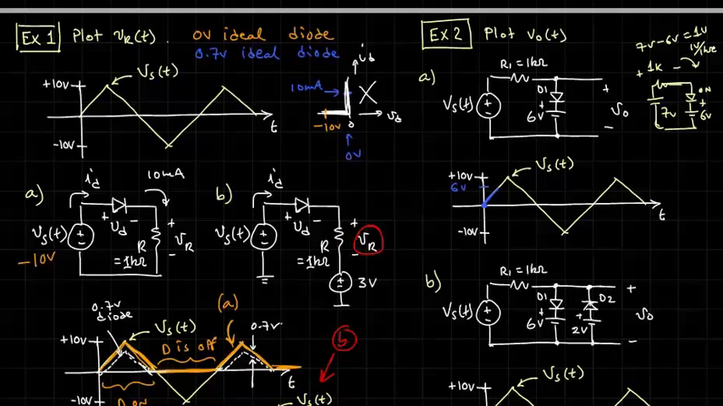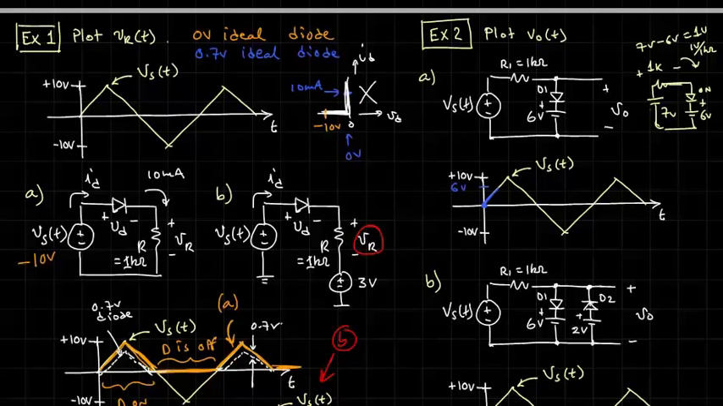1 milliamp would flow from the 7 volt Vs to the 6 volt battery through D1, and yes, that does confirm that D1 is on. And importantly, the voltage across the terminal labeled V out is simply the voltage of the 6 volt battery, right? Because the diode D1 is shorted. And so we would have 6 volts at the output.